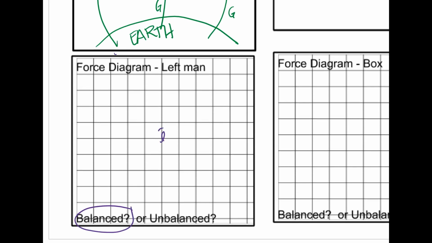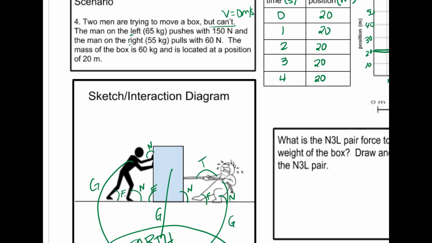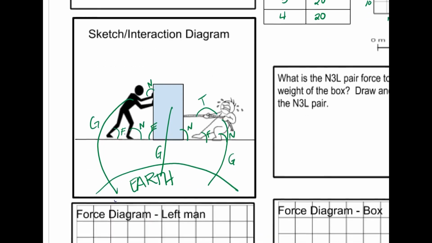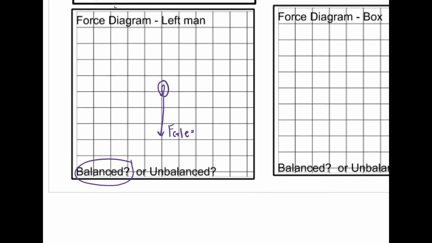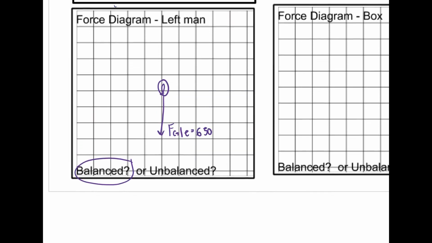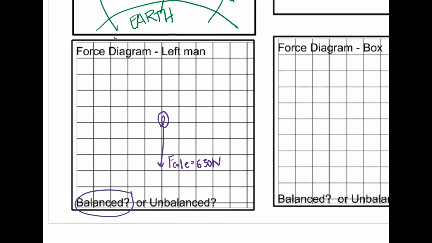So we have the left man has an interaction with the earth in the downward direction. Let's make that L a little better. So force of gravity on the left man with the earth happening at 65 kilograms, so 650 newtons. Okay, and we also know that the floor is pushing him up and he's pushing the floor down, happening also at 650 newtons.